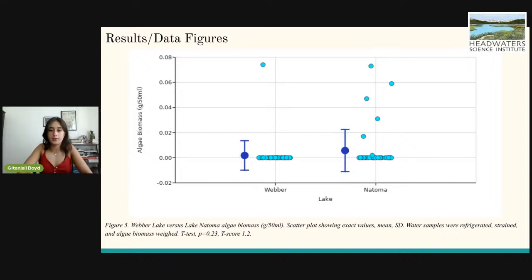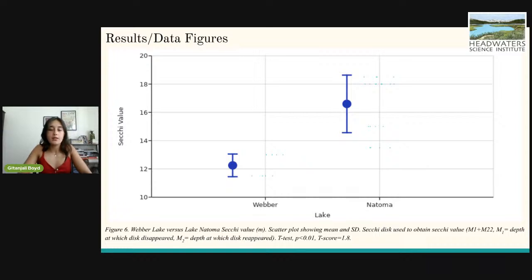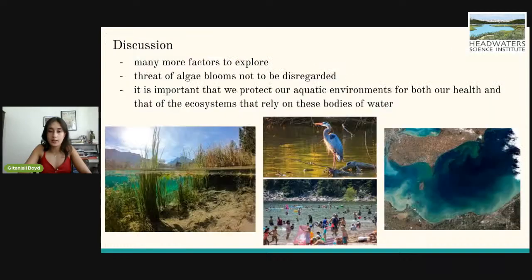The final test and comparison that I made was that of Secchi value. Now, it's important to note that Secchi value and turbidity are inversely proportional, meaning that, for example, in Lake Natoma, a higher Secchi value is indicative of low turbidity or better visibility, and this is contrary to what we might have hypothesized or assumed, as Lake Natoma had higher amounts of algae, and this figure had a p-value of less than 0.01, which indicated strong confidence in statistical significance.